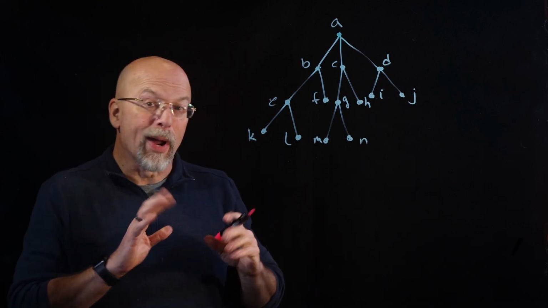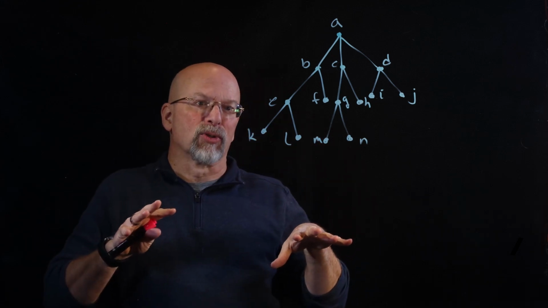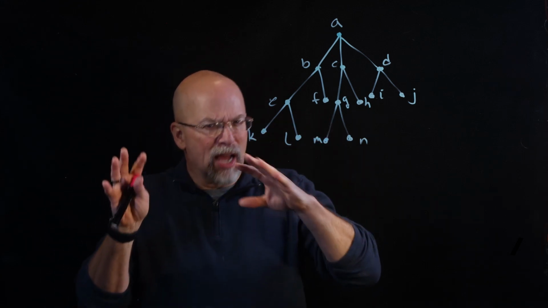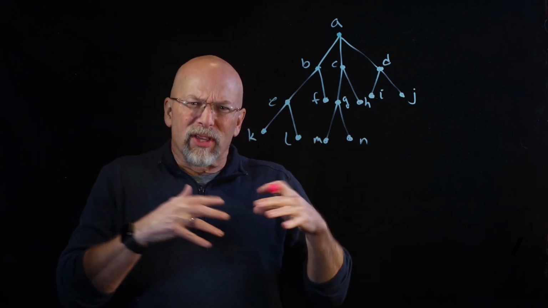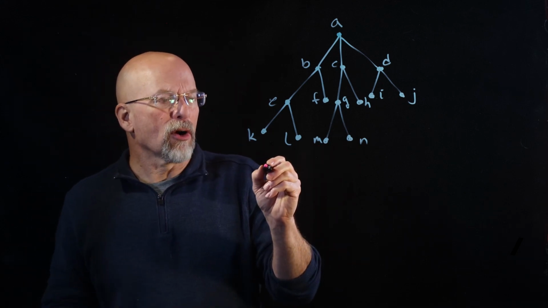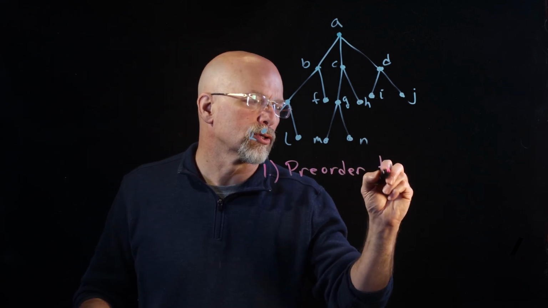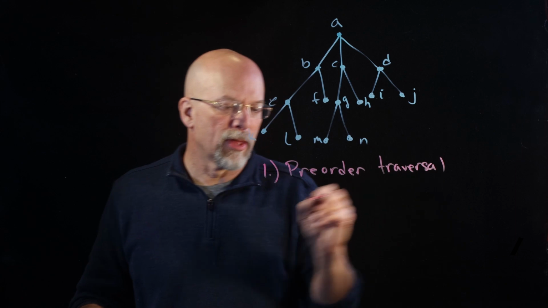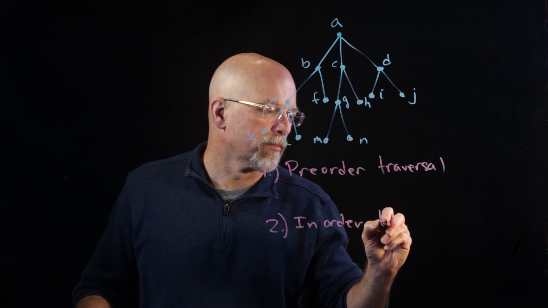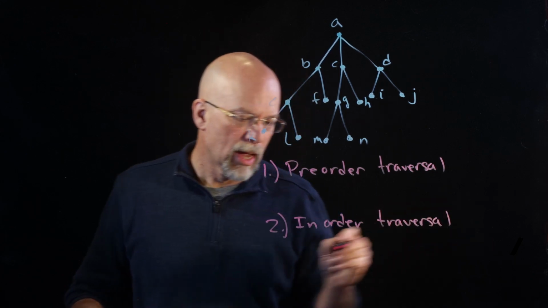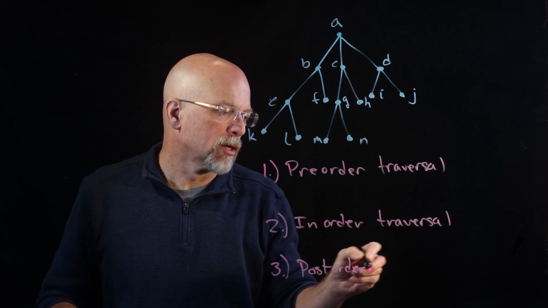Now, there are a number of ways that we can break this into subtrees, keep breaking it down into subtrees, and make sure that a process of examining the order in which we traversed them gives us the ability to visit every node. There are 3 ways of doing this. There is something called preorder traversal. There is something called inorder traversal. And then there is postorder traversal.